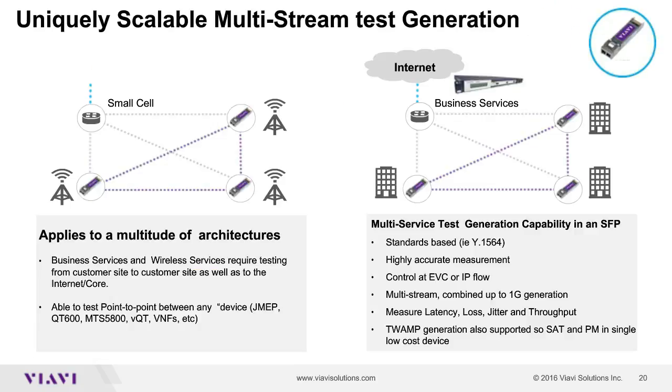One of the other capabilities that the smart SFPs have incorporated is the ability to generate multi-service or multi-stream traffic. Essential in a business service environment, we're also seeing it becoming more important in the 4G and 5G networks. So this is the ability to generate an activation test, multi-service, so voice, video, data, or 2G, 3G, 4G at the same time, and perform a measurement from any two points in the network.